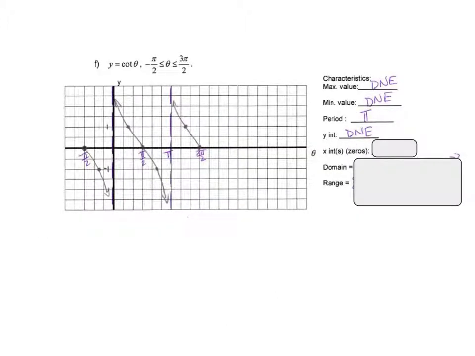Okay, to start off, let's get our asymptotes on there. So let's do that first. So I got theta is equal to 0, and theta is equal to pi. Made a few mistakes over here on the information.